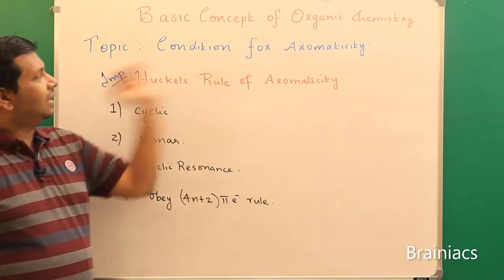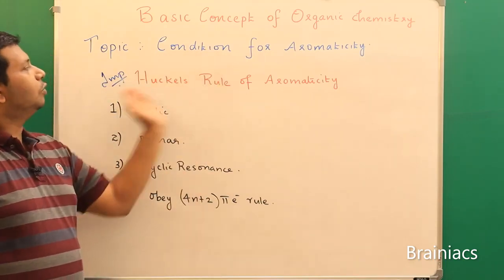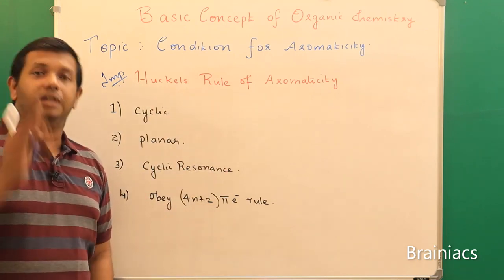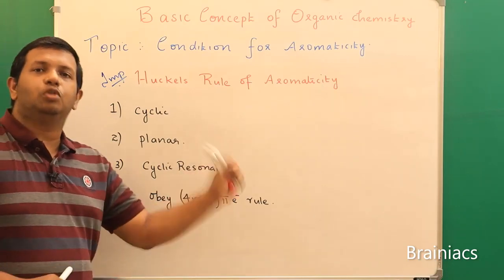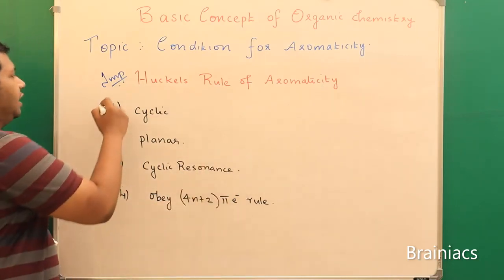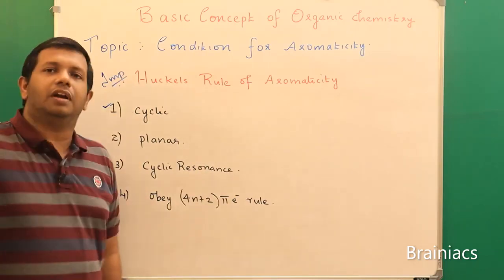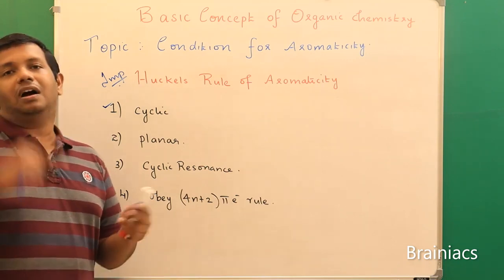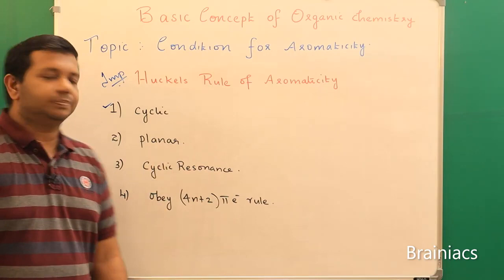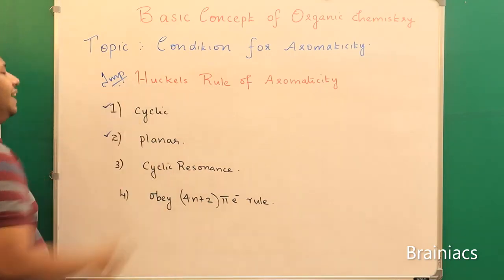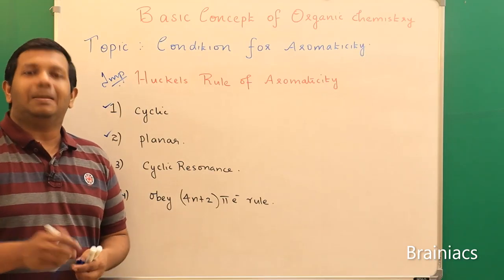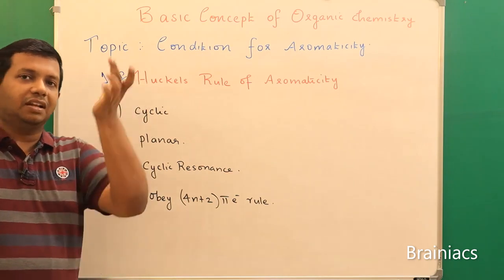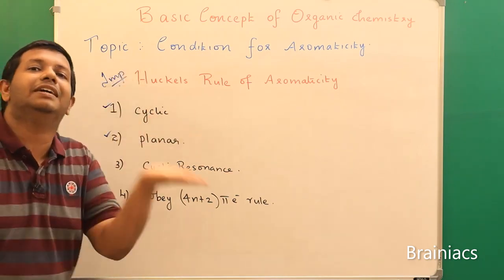So here the topic is the condition for aromaticity. This is also known as Huckel's rule of aromaticity. Huckel stated that there are 4 criteria that a compound should follow to be aromatic in nature. The first criterion: the compound should be cyclic. Cyclic means there should be no starting or ending; it should always be connected together. The next condition is that the compound should be planar. What do you mean by planar? That means all the atoms of the basic ring structure that is connected should lie in a single plane.